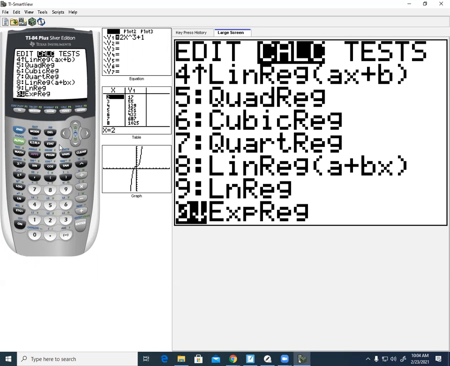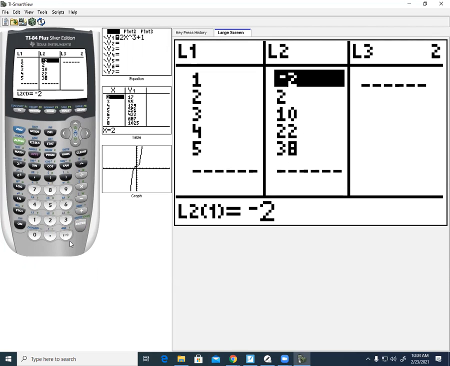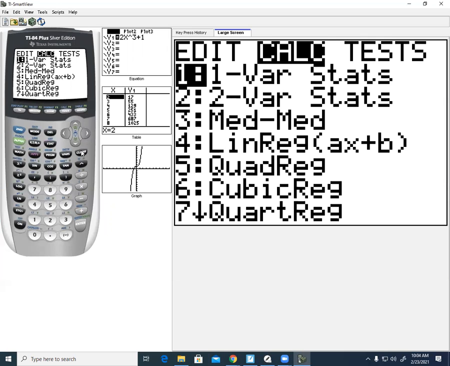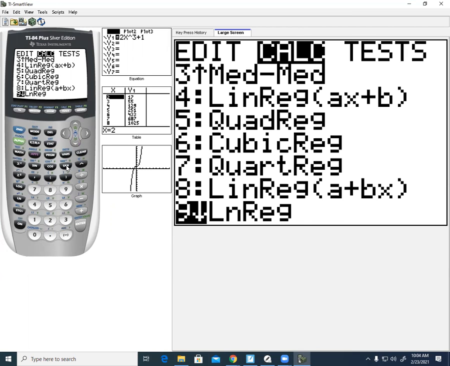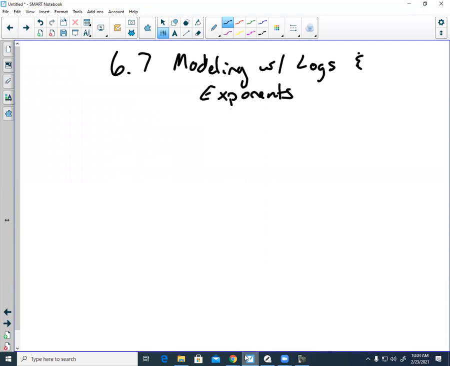Any questions that you can see as you look at them right now? All right, so just know where those are. You hit the stat button, which takes you to a list where it asks you to edit. You type your X's into L1 and your Y's into L2. You hit the stat button one more time, arrow over, and then down a whole bunch of times, and you will find all of the regressions that you need to find. Okay?